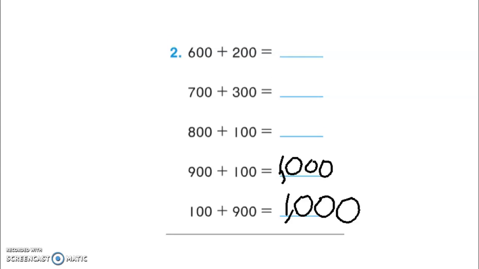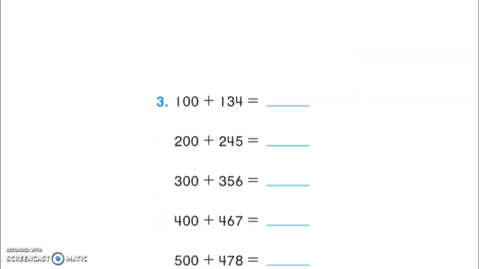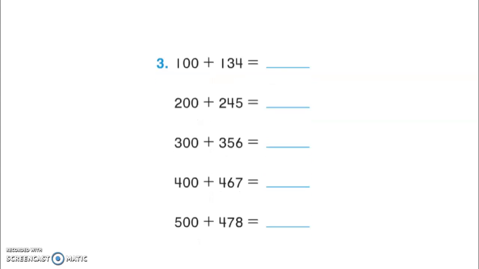Okay, moving down to the word problems. Or not the word problems yet. We've got some problems where we don't always have zeros. These numbers all have zeros, but these ones do not. How easy are these to do? Let's find out. Let's do our first one. 100 plus 134.